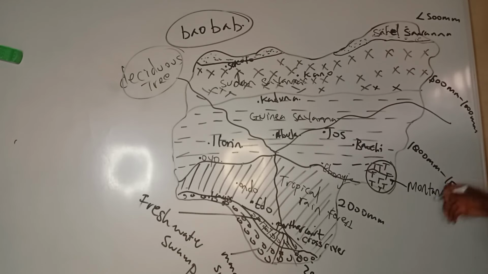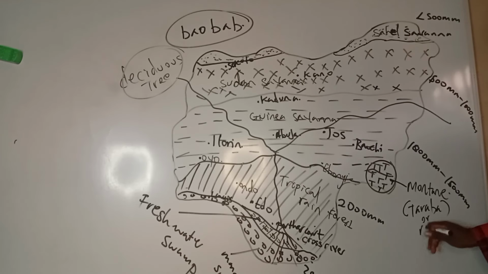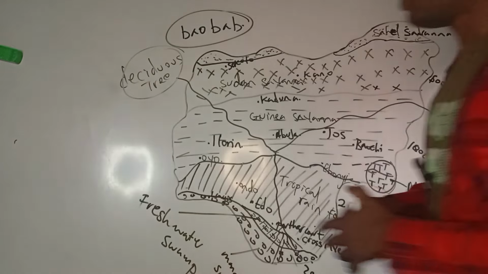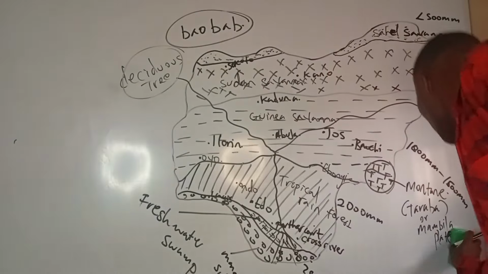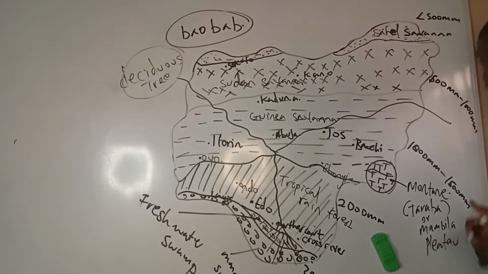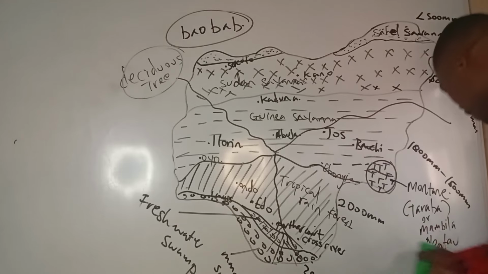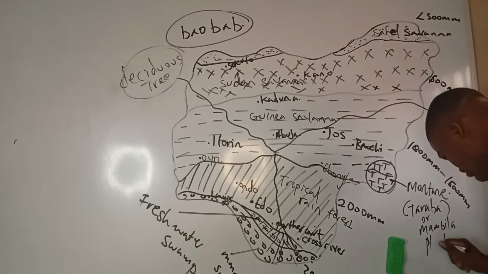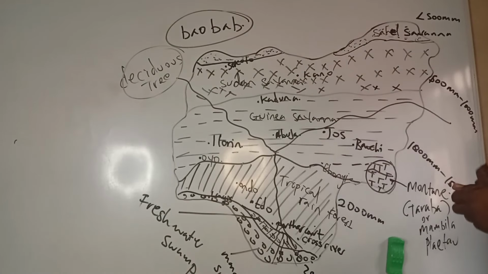This montane vegetation in Nigeria is located in Taraba State, and the exact part of Taraba State is the areas of the Mambila Plateau, the Mambila Plateau.